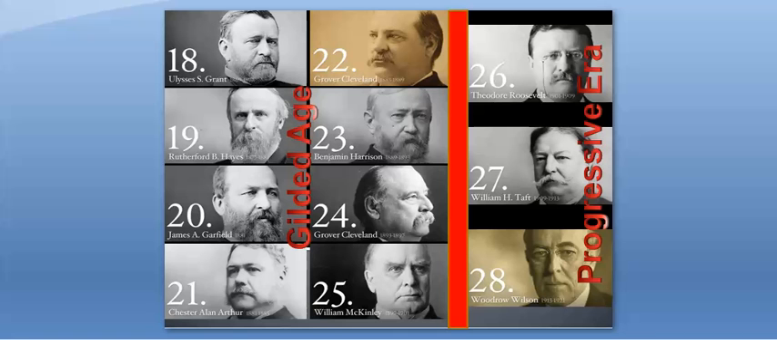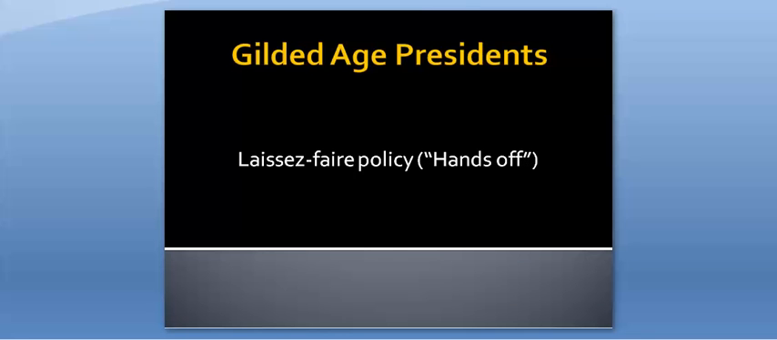In these notes, I want to compare the Gilded Age presidents to the Progressive Era presidents. I want you to see and understand the difference between the two time periods. In order to do this, you have to know a bit about the characteristics and actions of presidents in each period. In the Gilded Age, presidents shared many common traits. They were characterized by the policy of laissez-faire, which means hands-off.